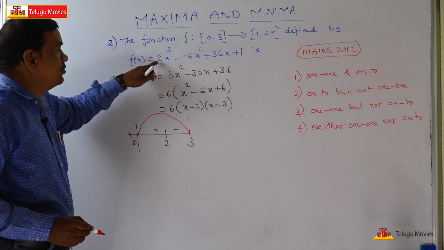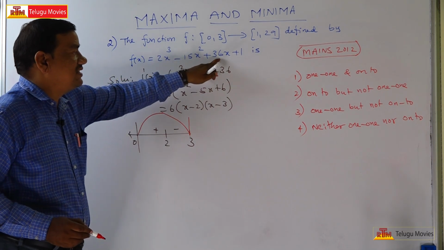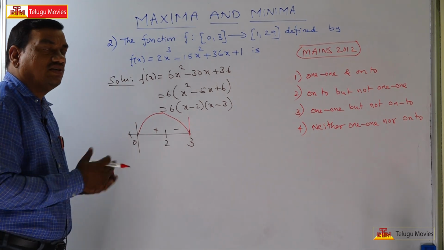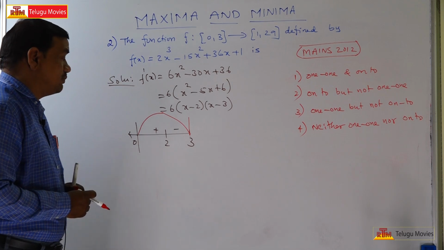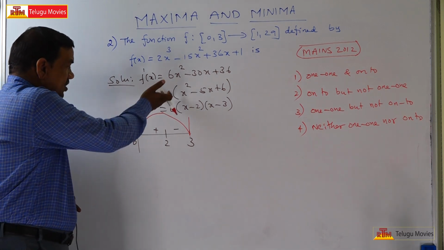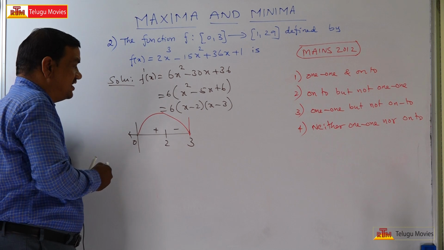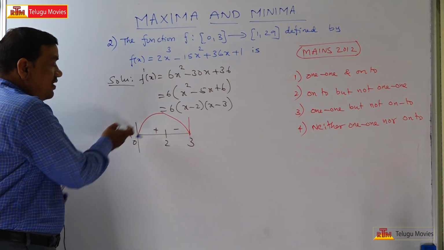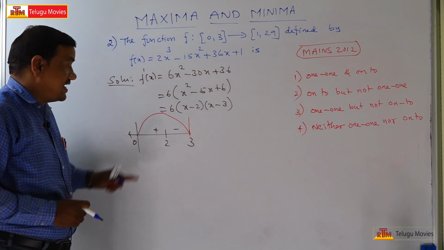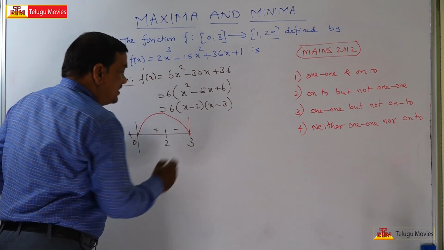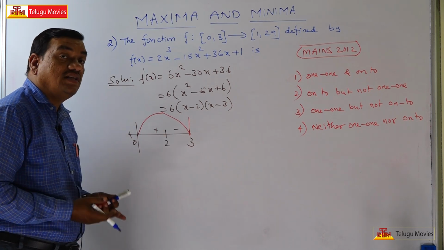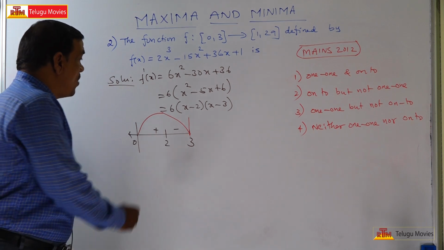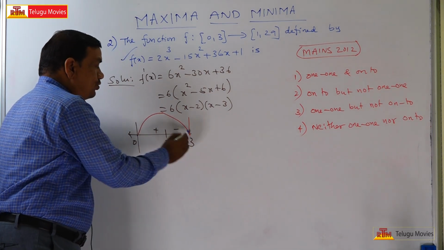F of x is equal to 2x cube minus 15x square plus 36x plus 1 in the interval 0 to 3. Why is it increasing and why decreasing? I already explained with the sign scheme. If you draw a tangent here, it will make an acute angle with the x-axis. If you draw a tangent here, it will make an obtuse angle with the x-axis. So this is increasing and decreasing. Now this is the graph of this function from 0 to 3.